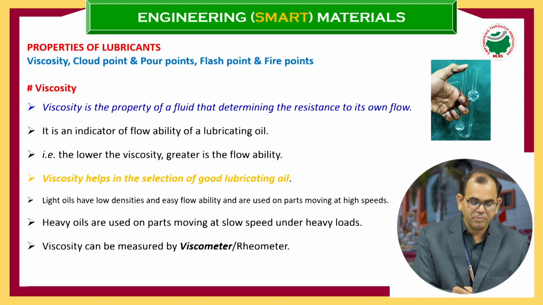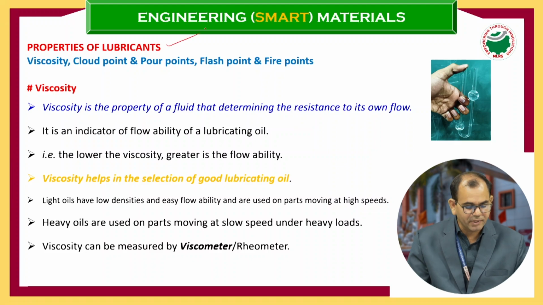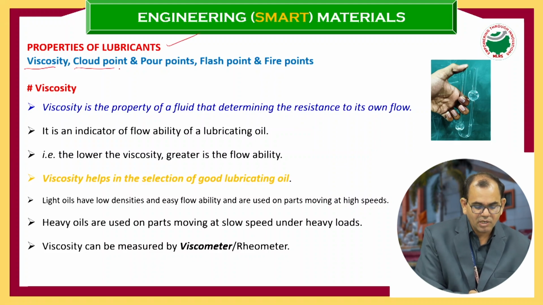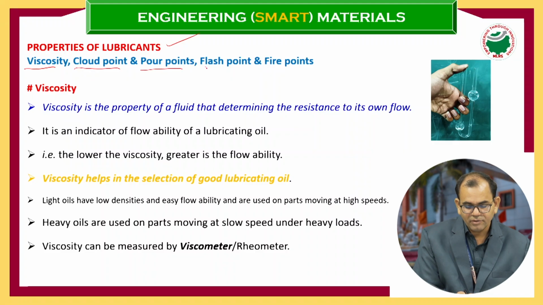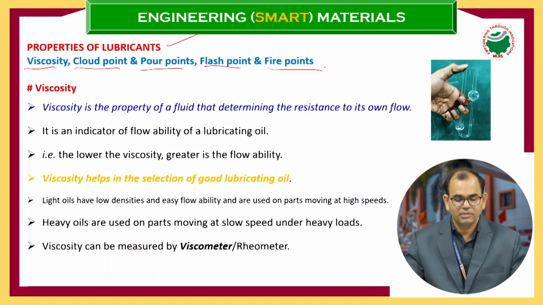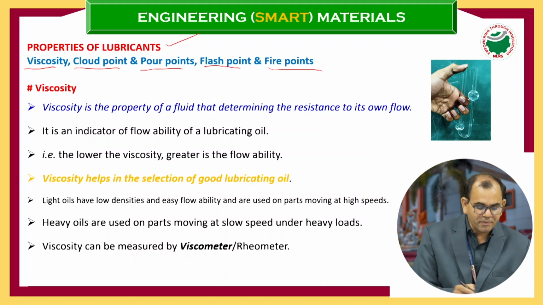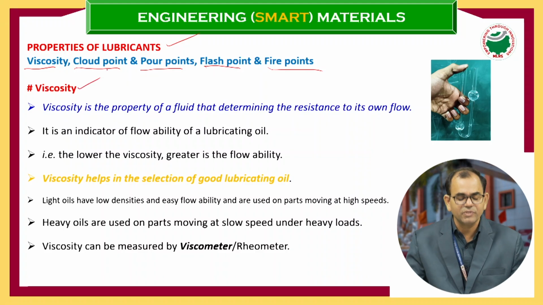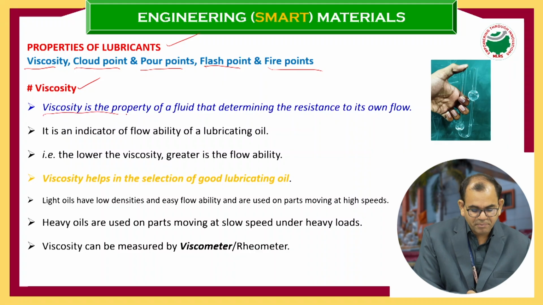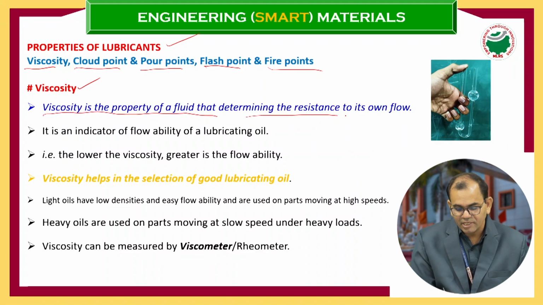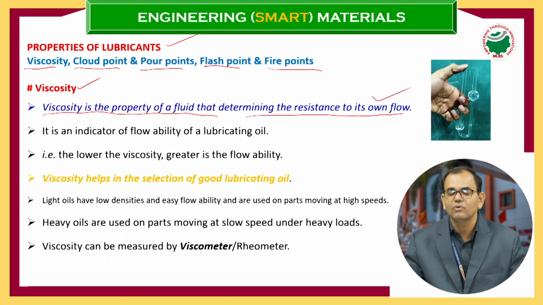Now, there are some properties of lubricants. What are those properties? Viscosity, cloud point, pour point, flash point, fire point. We have 5 properties of lubricants. First property, what is that? Viscosity. What is viscosity? Viscosity is the property of a fluid that determines the resistance to its own flow.